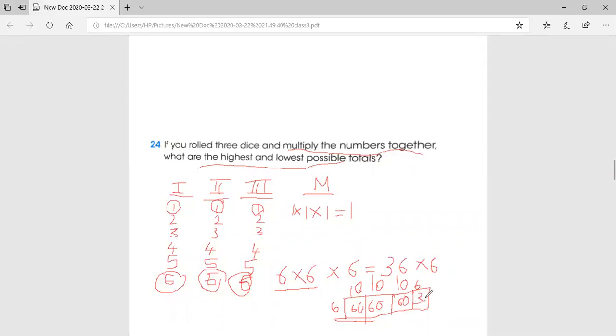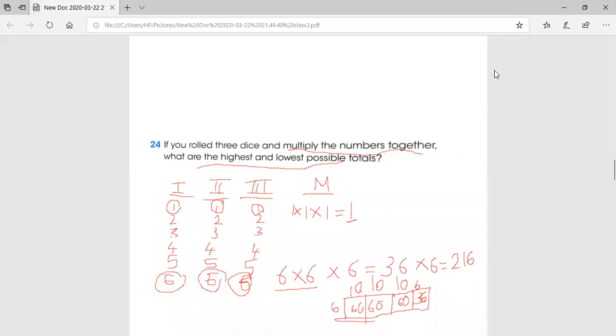So 60 plus 60 plus 60 plus 36. You add these four numbers, you will get 216. Highest total is 216. And lowest total is 1. 60 plus 60, 120, 120 plus 60, 180, 180 plus 36, 216. Adding all this, this is the answer.